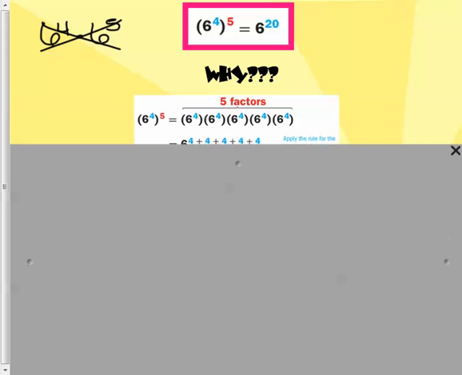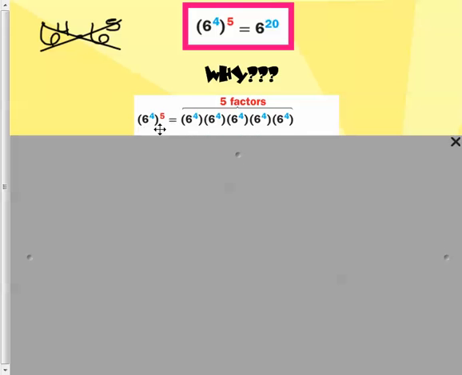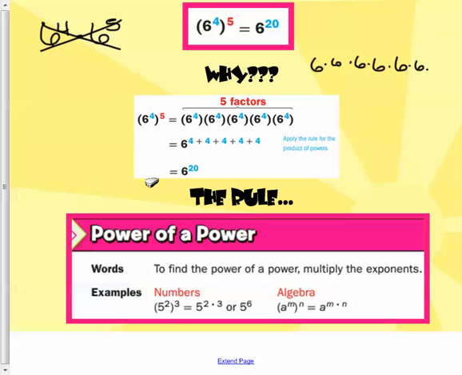Here's why. Because you are no longer taking this as a factor and breaking it apart. Instead, you're thinking of this as 6 to the 4th power being multiplied by itself 5 times, which means you have these 4 6s, and then another 4 6s, and then another 4 6s, and then another, until you've done it 5 times. So it's important that we are seeing this as repeated addition, or 6 to the 20th.